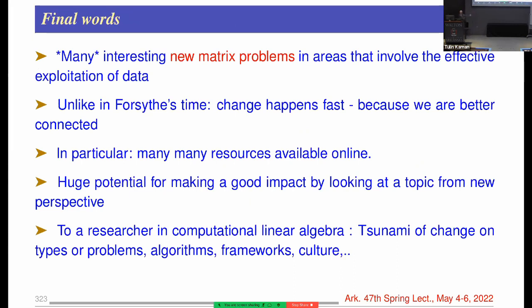Okay, so there are a lot of interesting matrix problems that arise now in numerical linear algebra on the effective exploitation of data. The one difference from Forsythe's time, I remember that quote from Forsythe, is that things happen extremely fast now. You do something and it's outdated within a year, something else happens that's much more powerful. There's so much going on that you run the risk of doing something that has been done already. It's very difficult to navigate in all of this. So it's a little bit overwhelming, okay?